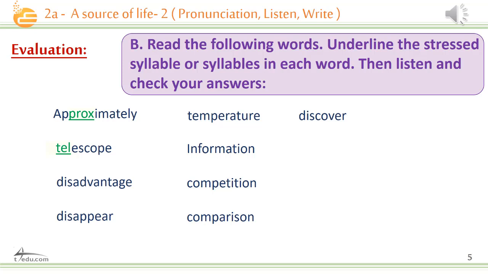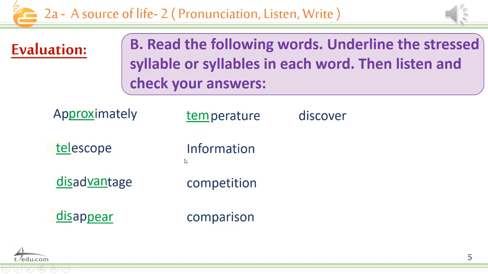How about the word disadvantage? This is a 4-syllable word. Disadvantage. Yes, very good. It would be the first and the third syllable. How about the word disappear? Yes, I have the first syllable and the last syllable, which is the third. Now the word temperature. Although it is a long word with 3 syllables, the first syllable is the only syllable that is stressed. Very good.